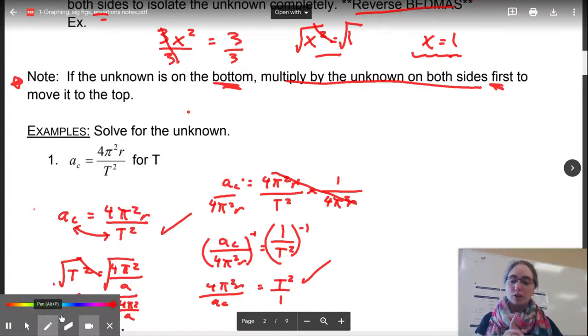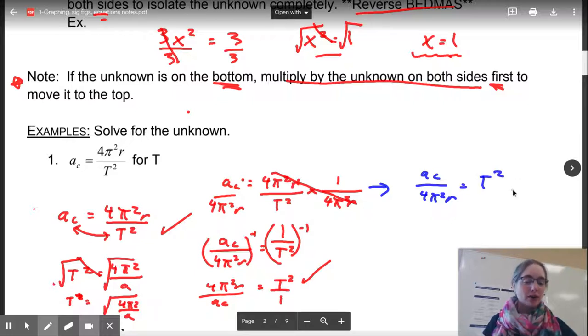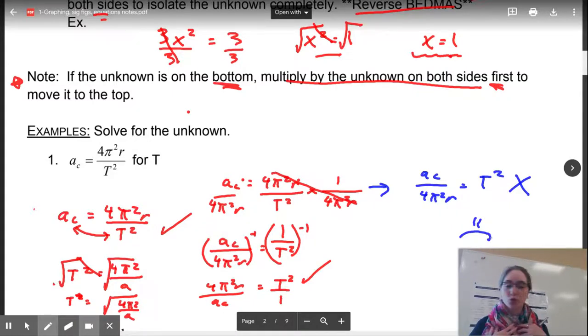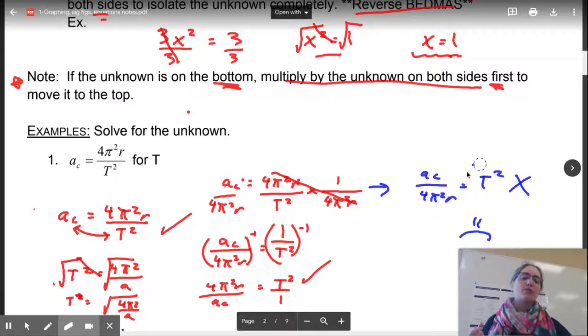But what I don't want to see, and what will make me cry inside, is if I see this. If I see the same step here, but instead, after you divide by 4 pi squared r, you leave it as AC over 4 pi squared r equals t squared. That's wrong. That makes Mrs. Bray sad inside. Don't do that, okay? So this here is what it needs to be. The t cannot miraculously come up to the top. You need to do math to bring the t up.